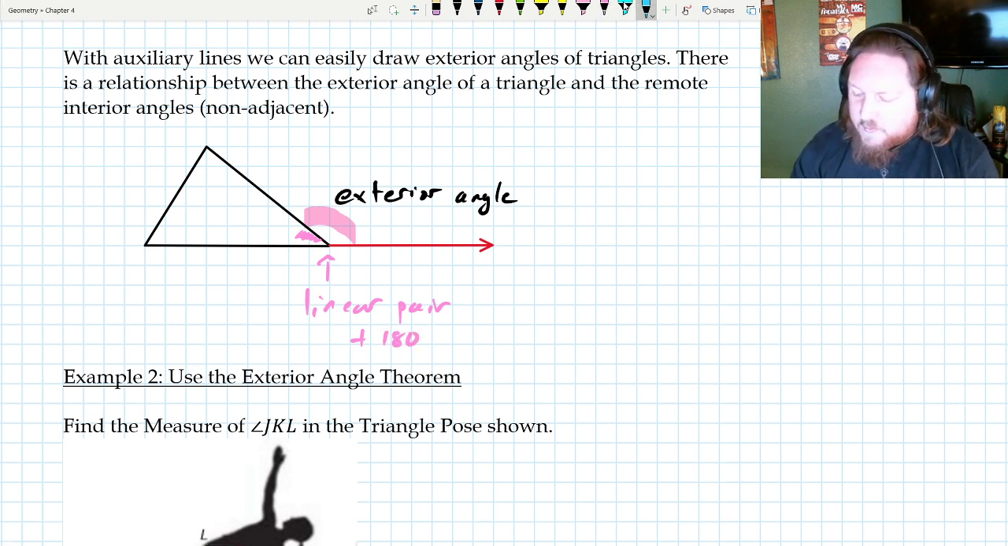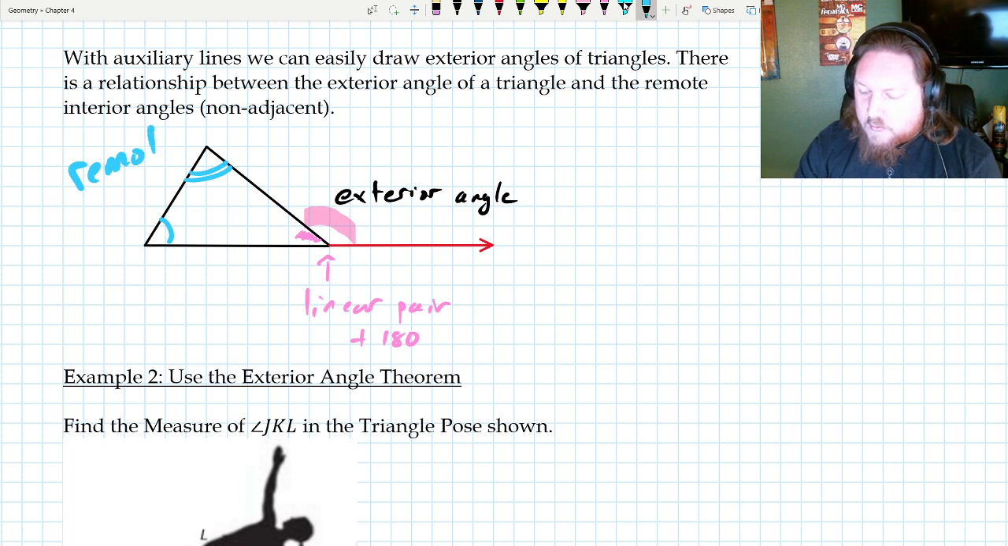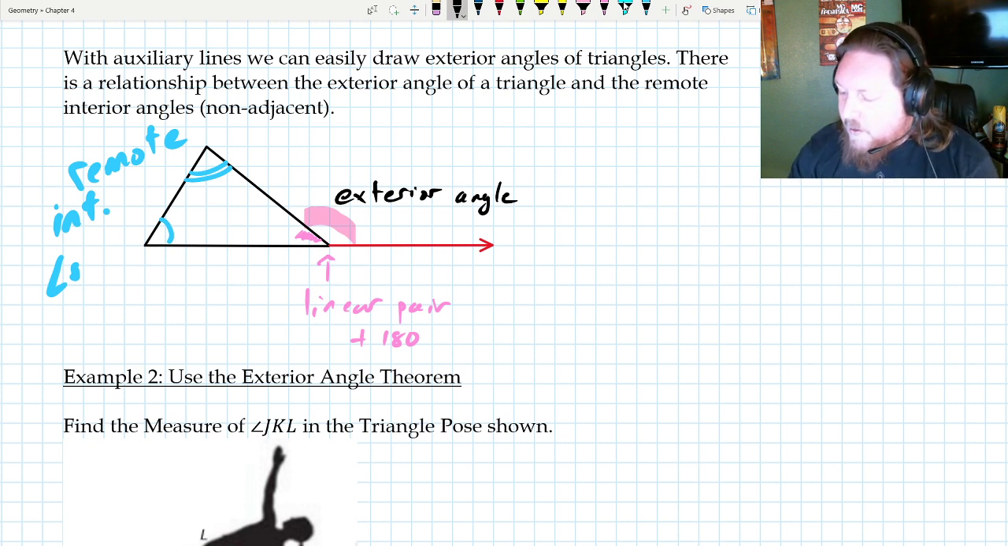What's interesting though is we have these two other angles here. Do you see how they're removed from the exterior angle, that are not adjacent to it? We call these the remote interior angles. And the remote interior angles are always equal to the exterior angle. So the sum of the remote interior angles equals the exterior angle.